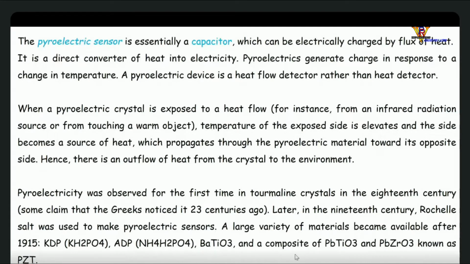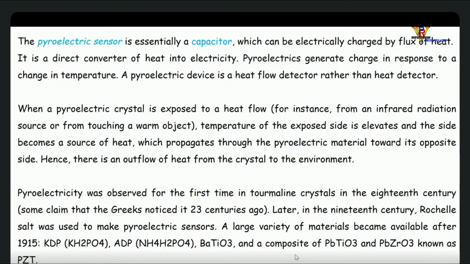So when a pyroelectric crystal is exposed to a heat flow, for instance, from an infrared radiation source or from touching a warm object, the temperature of the exposed side elevates and the side becomes a source of heat. Definitely, if heat is absorbed on one plate, then that will act like a heat source, and that heat propagates through the pyroelectric material towards its opposite side, and there is an outflow of heat from the crystal to the environment. So that's why the heat flow exists, and that can be converted into the electric potential.